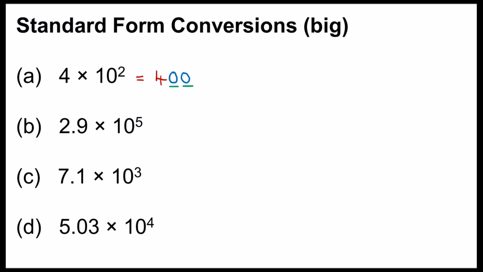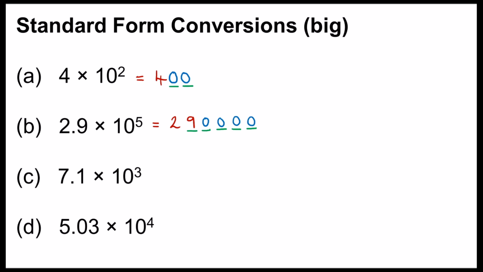For this example, I'm going to start off with the digits that I have at the front, so that is 2 and 9. Next, because my power is 5, I'm going to count out 5 spaces after my first digit. So the 9 is my first one, and I get 2, 3, 4, 5 empty spaces. To get my final answer, any empty spaces need to be filled with a 0. Which means my final answer is 290,000.